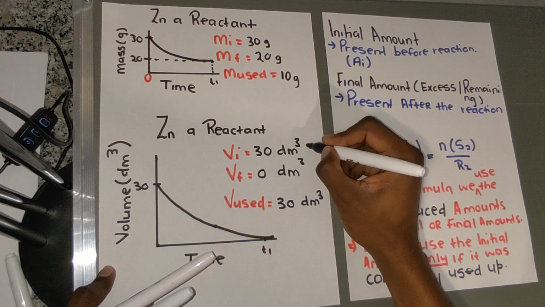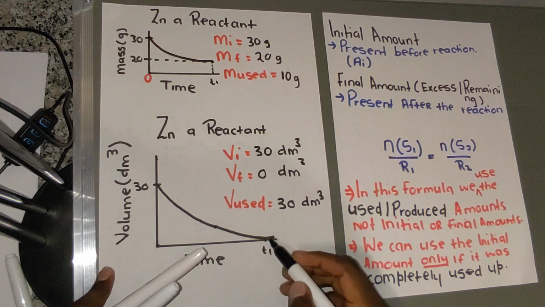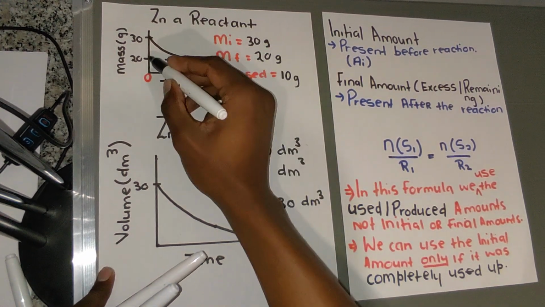Now can you see that the initial amount was completely used? This is the only time we can use the initial amount, because it was completely used. How do you know it was completely used? We have nothing remaining, but here we have 20 remaining.